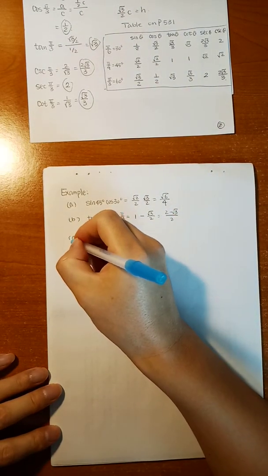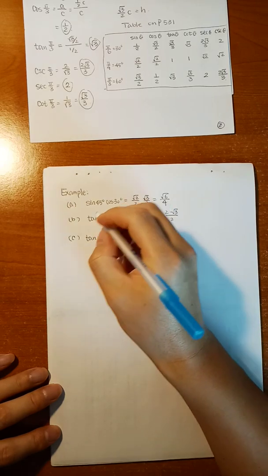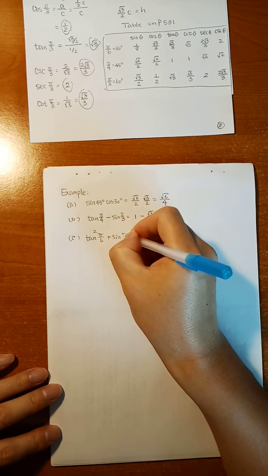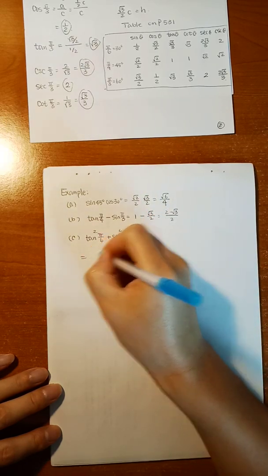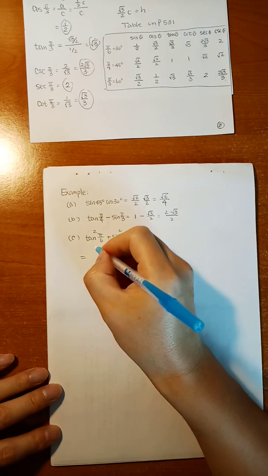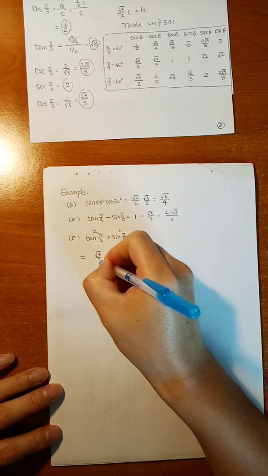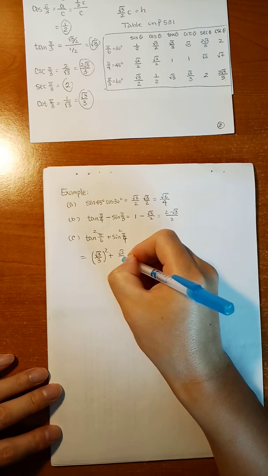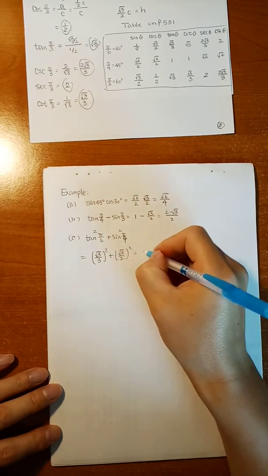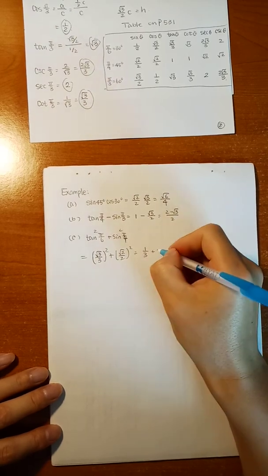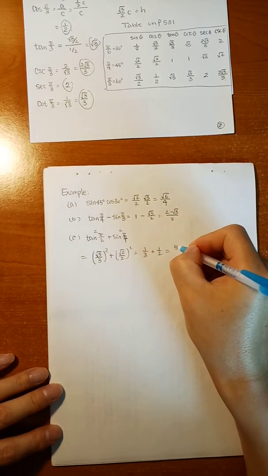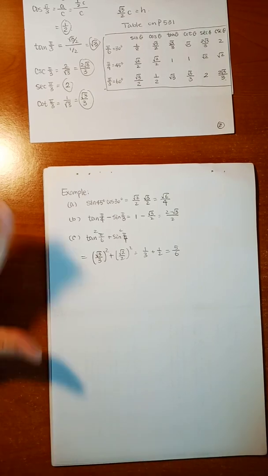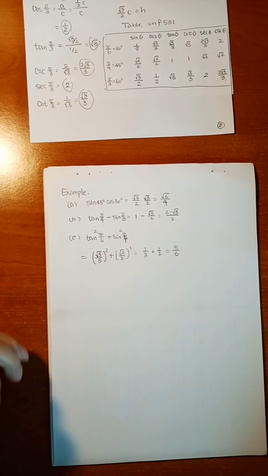Okay, if they ask you to find tangent pi over 6 squared plus sine pi over 4 squared, tangent pi over 6 is square root of 3 over 3, and then squared. Sine pi over 4 is square root of 2 over 2, and squared. This is 1 over 3, and this is 1/2, so the sum is 5 over 6. Okay, so just memorize the table and get the right answer.